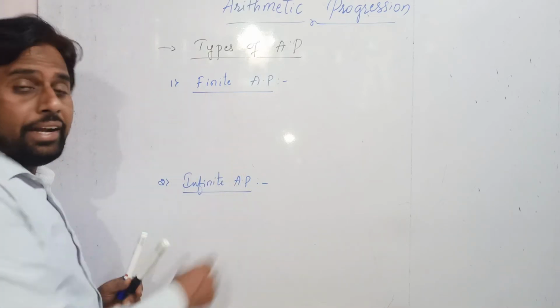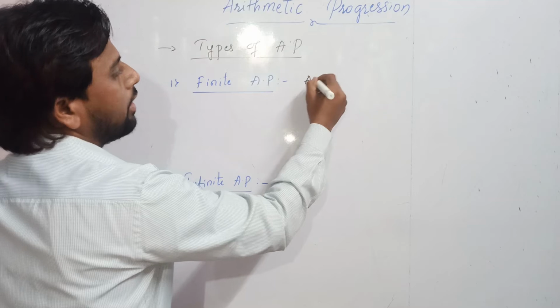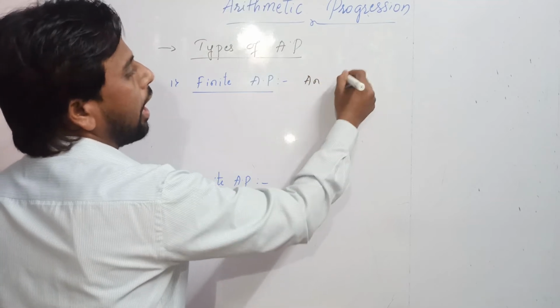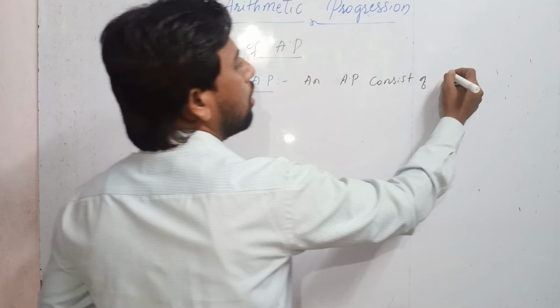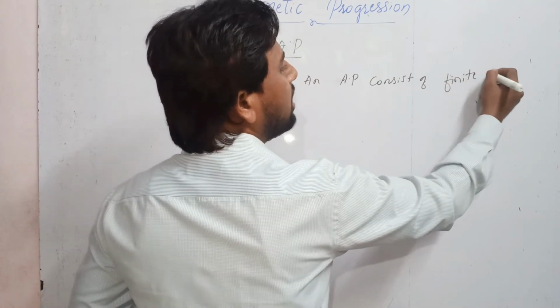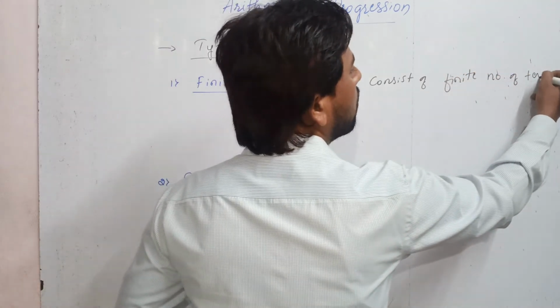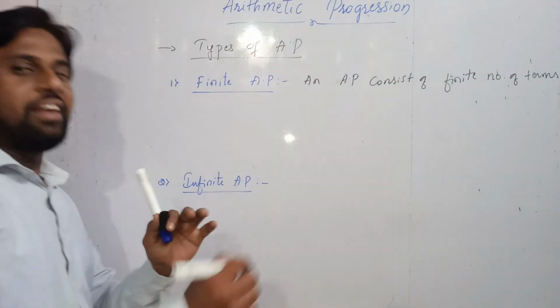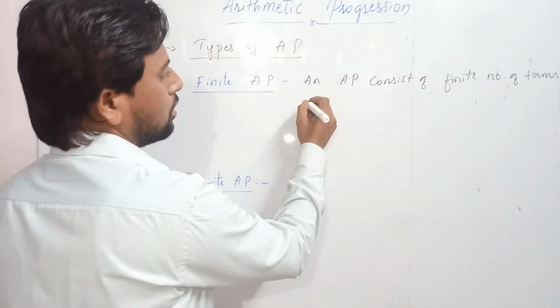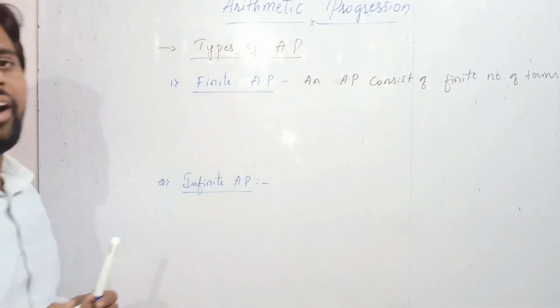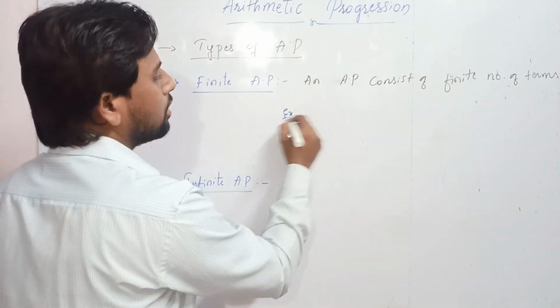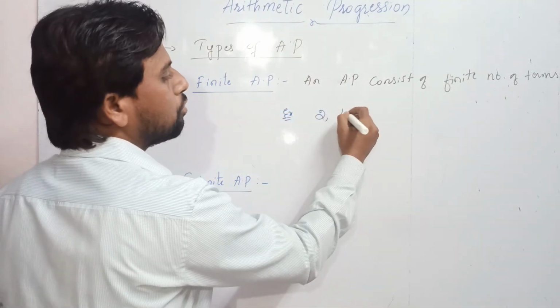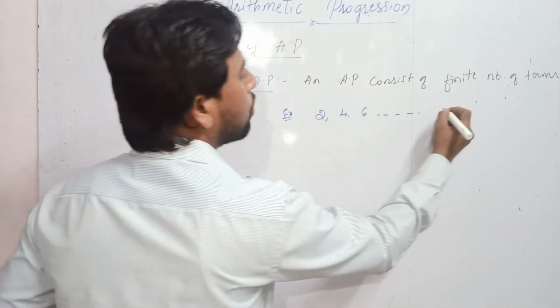Finite, the word itself indicates it: if an AP consists of a finite number of terms, then it is called a finite AP. For example, you can take 2, 4, 6, and so on up to 20.